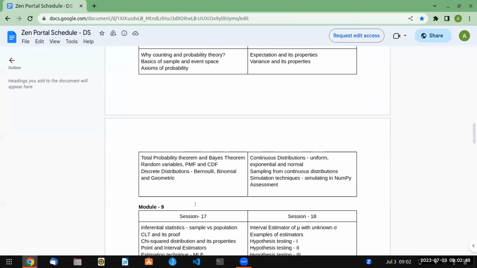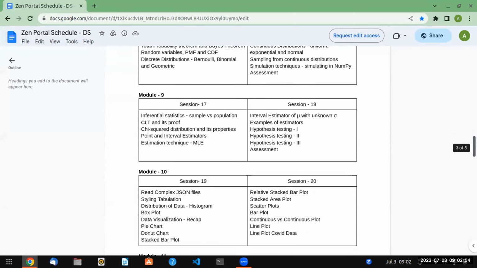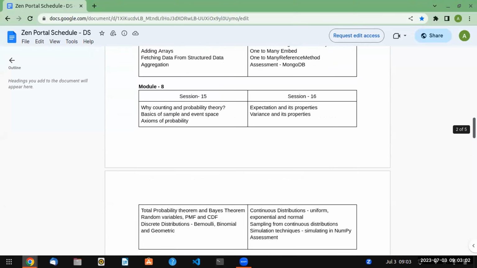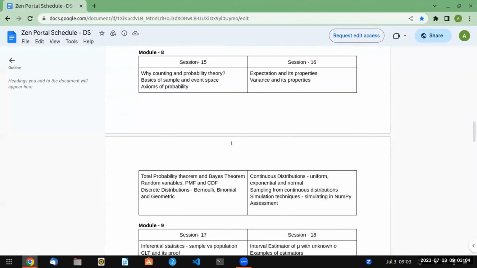So I think two more till this module 9 you have probability and statistics, and from module 10 you have data visualization with different kind of plots and all. So we were in between somewhere actually. Session 15 or session 16? Actually, we saw probabilities second session, sir.